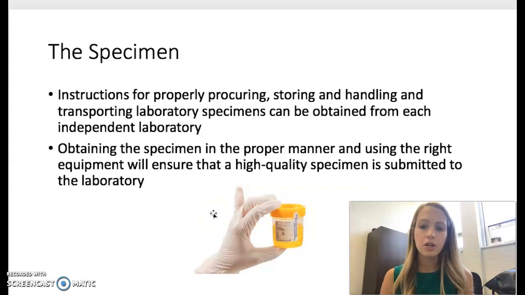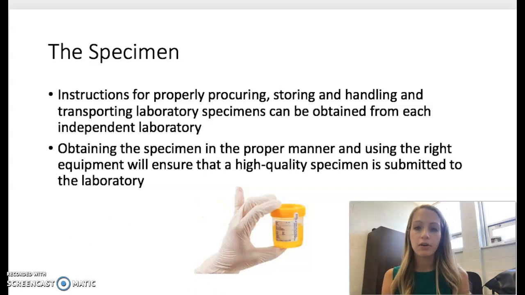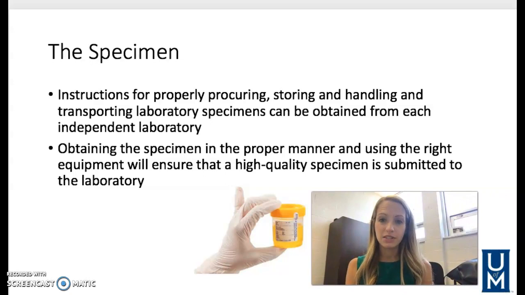So I'm going to stop here so you guys can digest some of this information, and we'll pick back up talking about the specimens and how to get the best quality specimens for our specific lab tests.